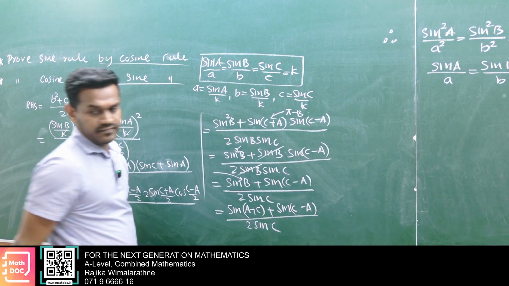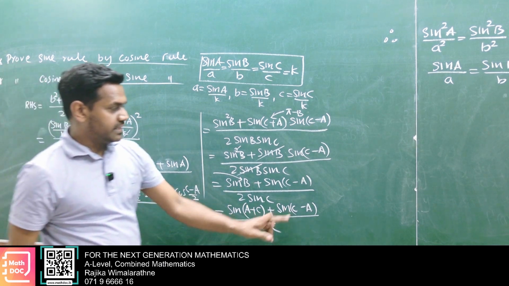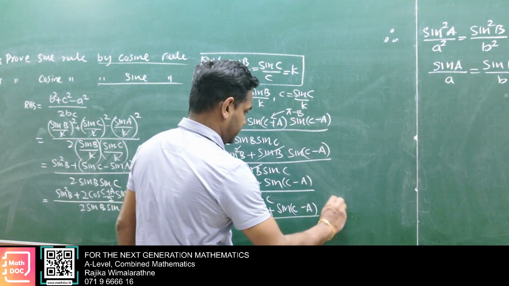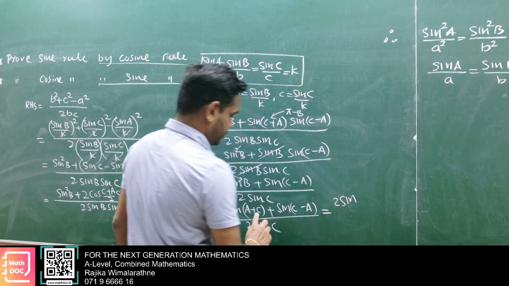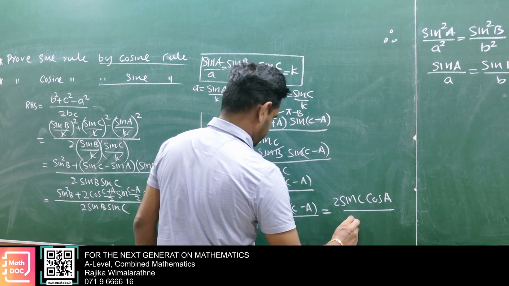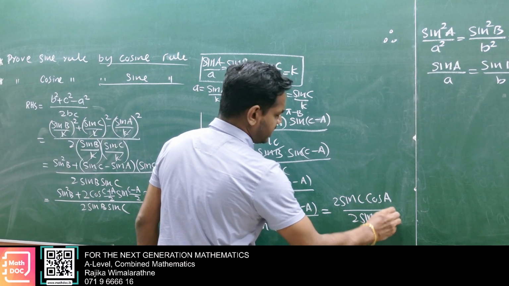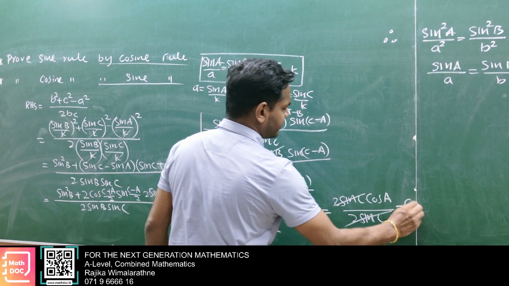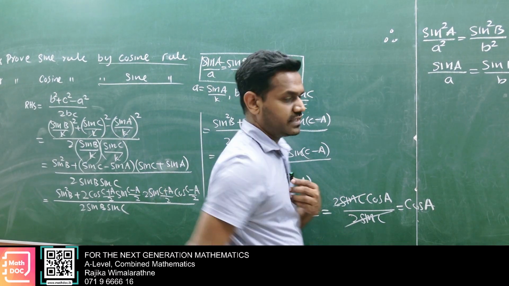Again use the C-D formula. 2 sin C cos A over 2 sin C. Then cancel sin C, we get cos A. Cos A. That is the cosine rule.